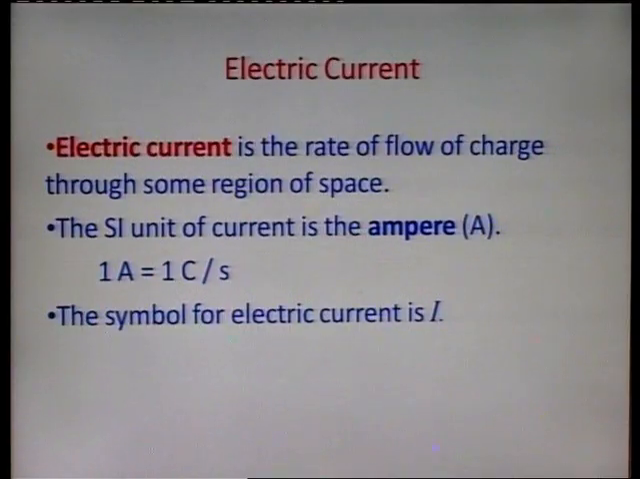Charge flowing per unit time. The SI unit of current is ampere. 1 ampere is the current which, when 1 coulomb of charge flows through a wire for 1 second, and for current the symbol is I.